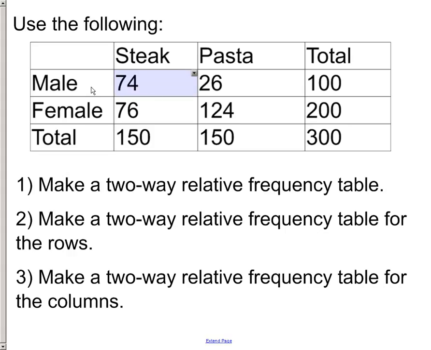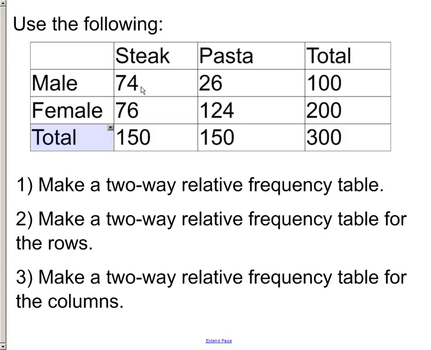74 males said they like steak better. 26 males said they like pasta better. This column right here says that we surveyed a total of 100 males. Down here we could say 76 females said they like steak better, and here was 124 females that said they like pasta better, and we interviewed a total of 200 females. And then we have another total row down here.